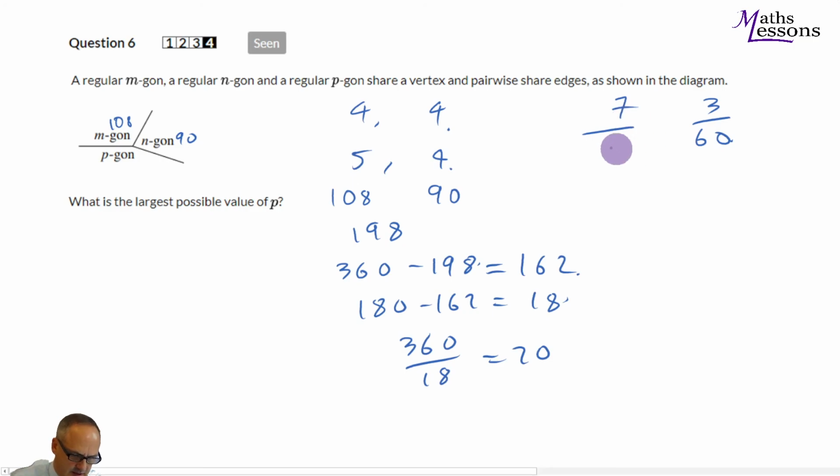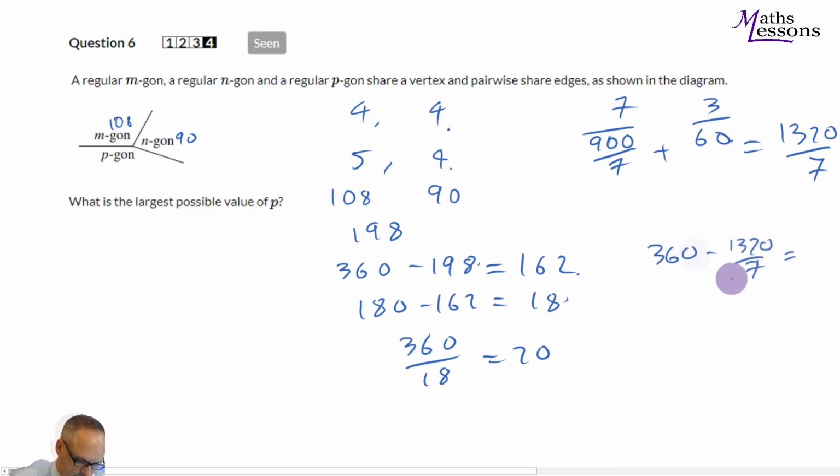So basically, the exterior angle is going to be 360 over 7. And if we take that away from 180, we get an interior angle of 900 over 7. I'm going to leave it like this, and then I'm going to add that to that. So if we add these together, we get 1320 over 7. So that's the interior angle all the way around here. Now I'm going to take this away from 360 like I did there, and I get 1200 over 7 for this interior angle. And if I do 180 minus that, I get the exterior angle, which comes out as about 8.57 degrees.